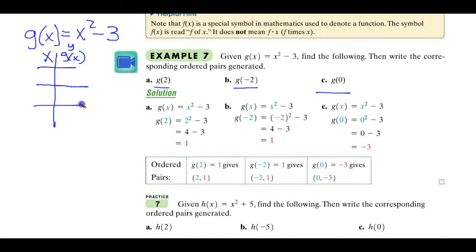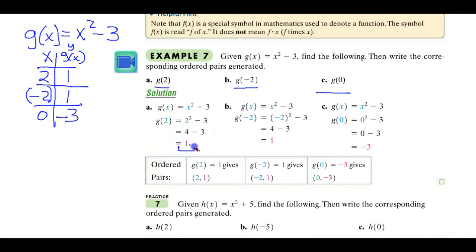And what values do they want us to have? Well, they want us to have a 2, a -2, and a 0. So we can do it written out, or almost these we can do mentally. 2 squared is 4. 4 minus 3 is 1. -2 squared. Now remember, that's in a parenthesis. That's also a 4. Minus 3 is 1. And then if x is 0, 0 squared is 0, and we get a -3.